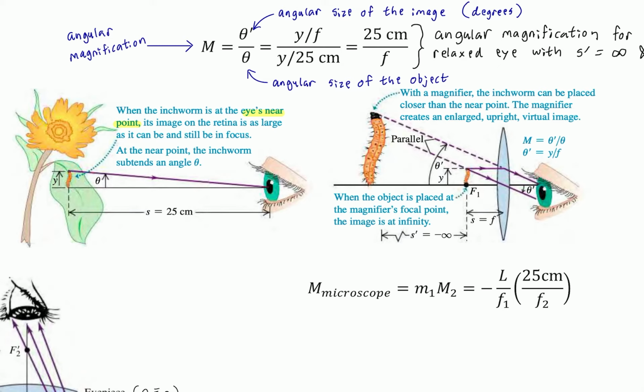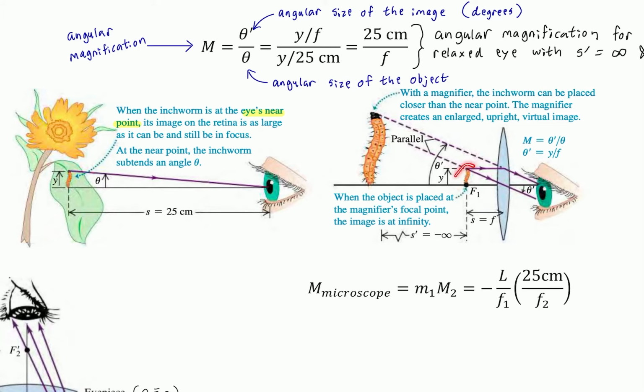Okay, so you're going to be able to place it closer and still focus on it, because what the magnifier does is it creates an enlarged upright virtual image. Why? Because the inchworm here is within the focal length. In fact, we're going to assume that it's just within the focal length of our converging lens, because as long as we put it just within, we'll create a virtual image. If we put it just without, then we would create a real image on the wrong side.